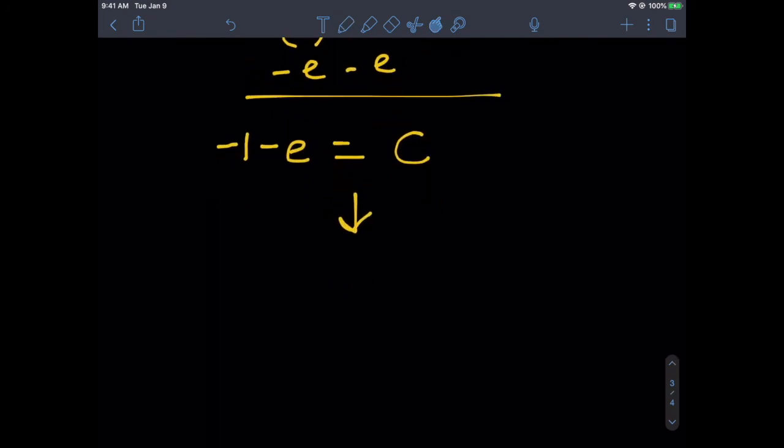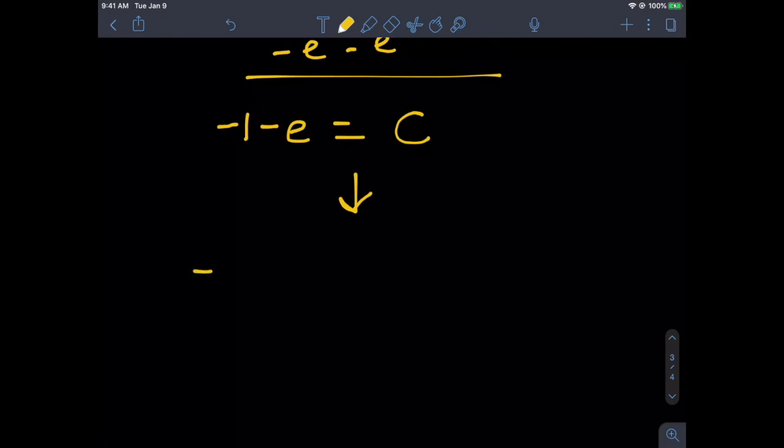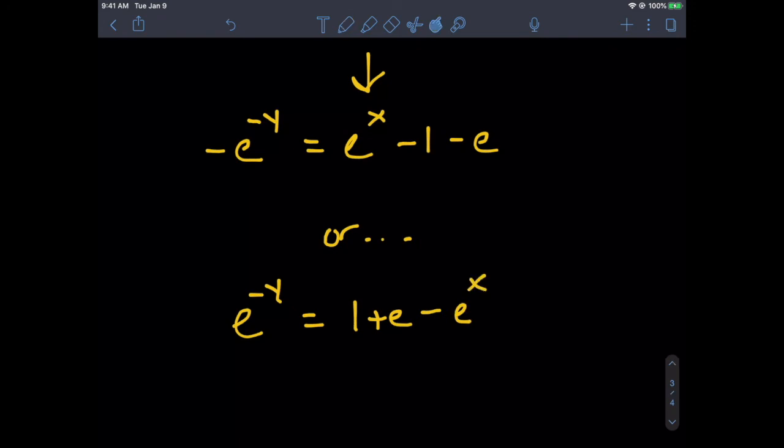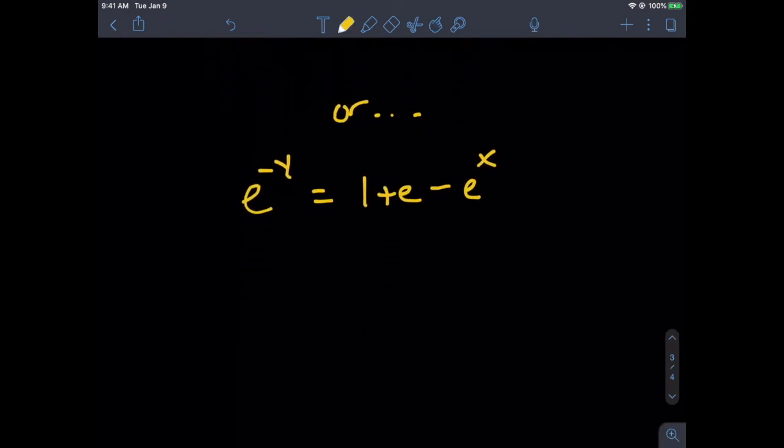This gives us a particular solution of negative e to the negative y equals e to the x minus 1 minus e. And that's a perfectly good solution. But some people may want to have a particular solution that is explicitly solved for y. So here we go. Multiplying everything by negative 1 and changing up the order on the right-hand side gives us e to the negative y equals 1 plus e minus e to the x.